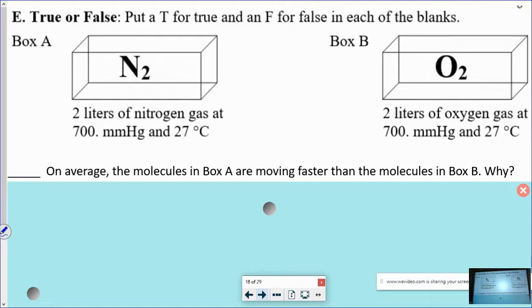On average, molecules in A are moving faster than B. So we talked about this a couple weeks ago, kind of associated with a motorcycle and a dump truck. Which moves faster? Well, a motorcycle can move much faster because it's much smaller. So smaller molecules move faster, larger molecules move slower if they're at the same conditions. So on average, molecules in A are moving faster. These have less mass at 28 than the oxygens at 32, so they would be moving faster, and that would be true.